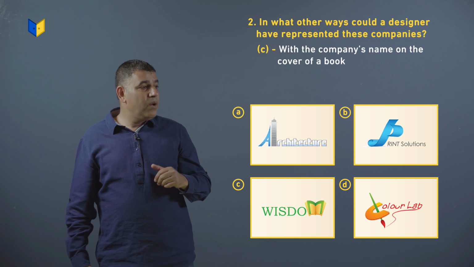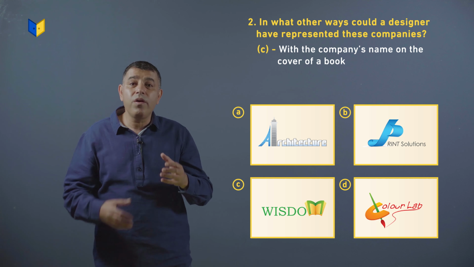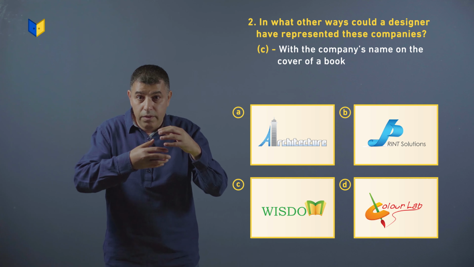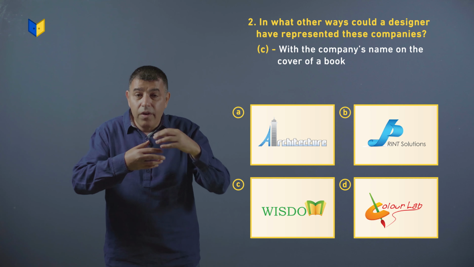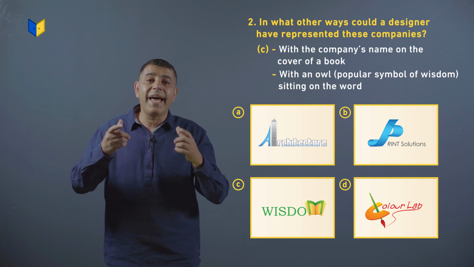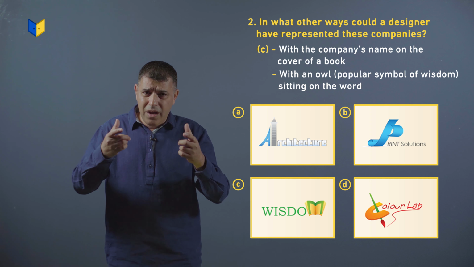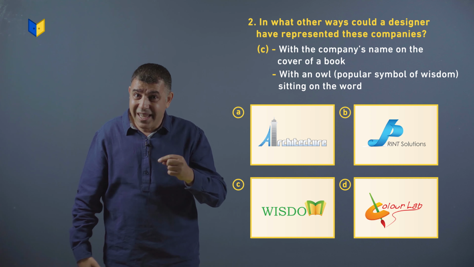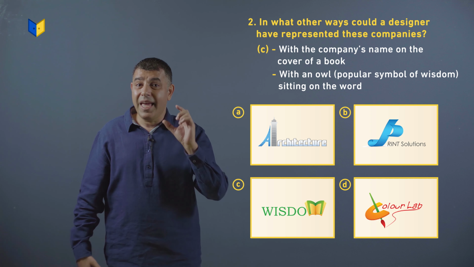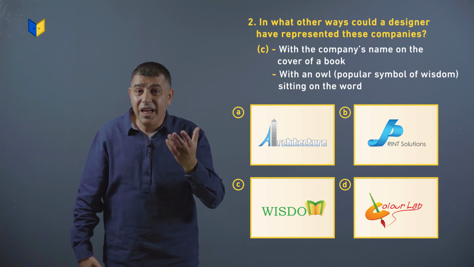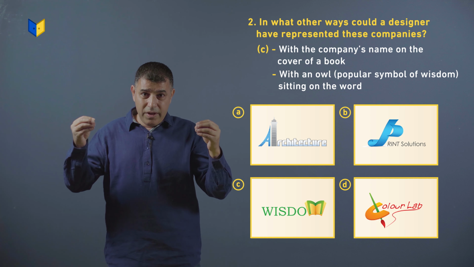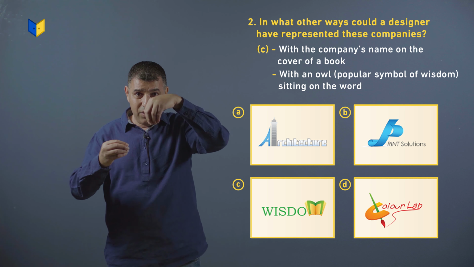In C, with the company's name on the cover of a book. Or we can represent it by an owl. You know الأول اللي هو البومة. البومة is a symbol of wisdom. هي رمز للحكمة. So we can write the name of the book and an owl sitting on the name.